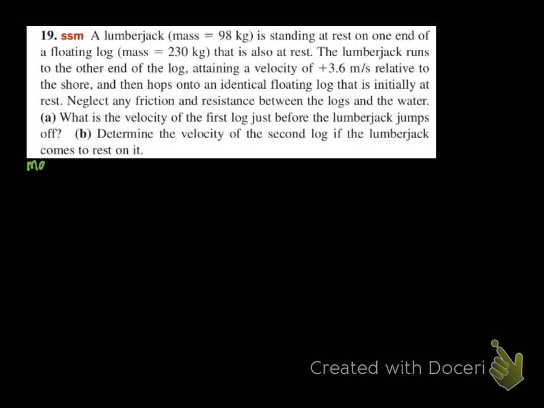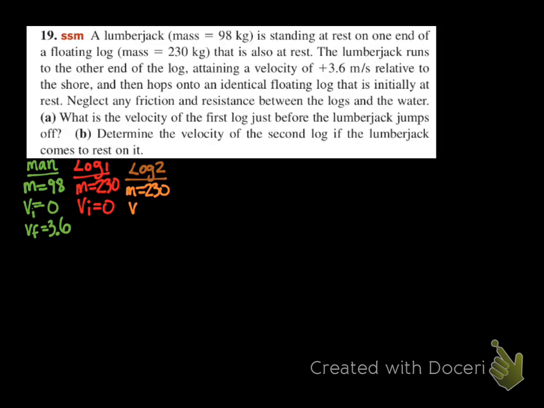So we're going to separate those into three parts: man, log 1, and log 2. I'm just going to write down all the information we have from the problem. Their masses. All their initial velocities are 0 meters per second. The man's final velocity is 3.6. And we're looking for the final velocities of the two logs.